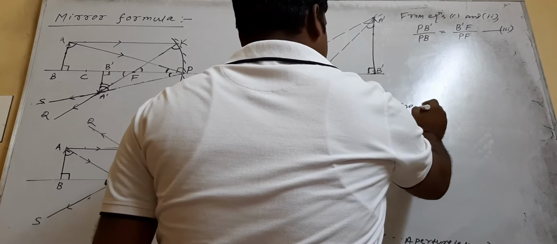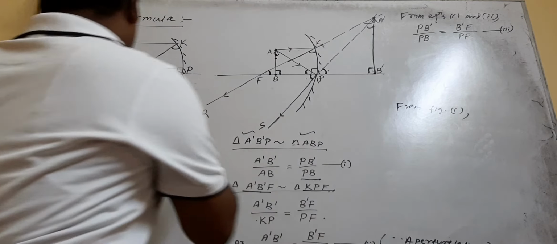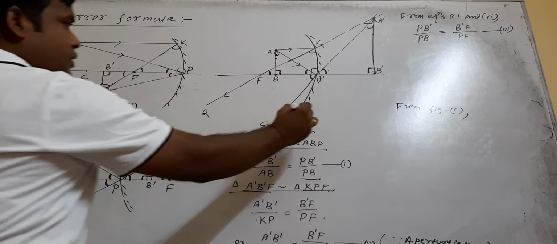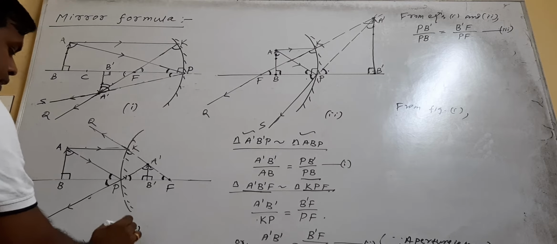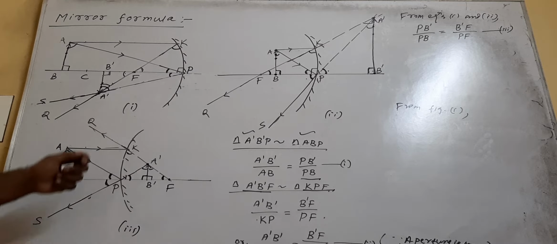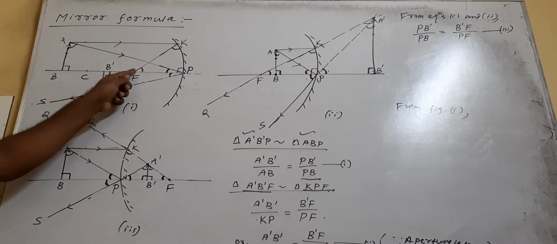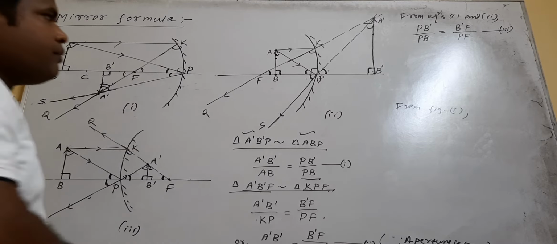From figure 1, let it be figure 1, figure 2, and figure 3. From figure 1, you see what is B'F. B'F is equal to PB' minus PF.